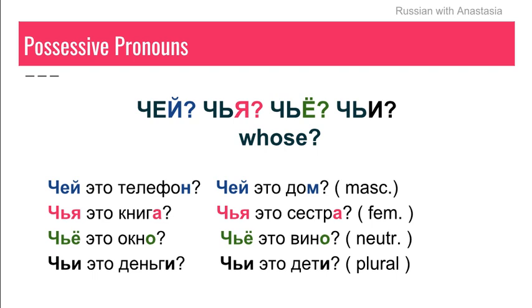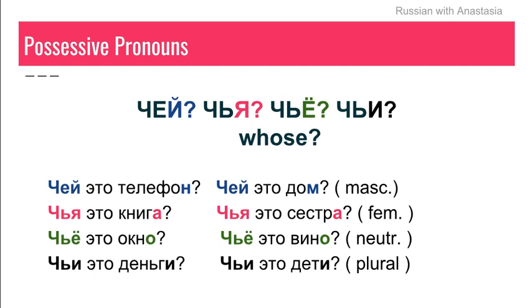Next one. Чье это окно? Whose window is this? Окно is a neuter word, so чье should be neuter too. Чье это вино? Whose wine is this?